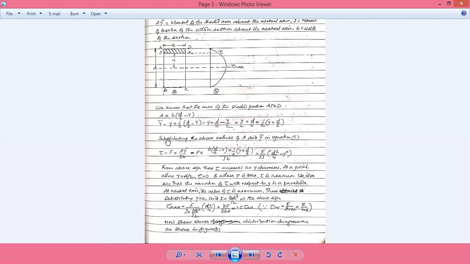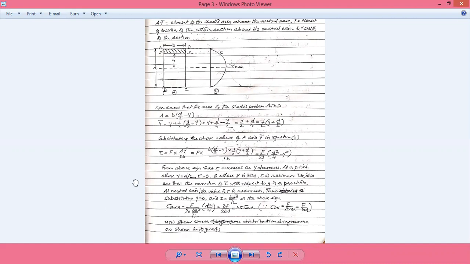So the area becomes B into (D by 2 minus y). Then what is y bar, which is the distance of the center of this particular sectional portion of the beam from the neutral axis itself? y bar is equal to y plus half into (D by 2 minus y), where D by 2 minus y is the distance already calculated. So y bar is y plus D by 4 minus y by 2, or half multiplied by (y plus D by 2).